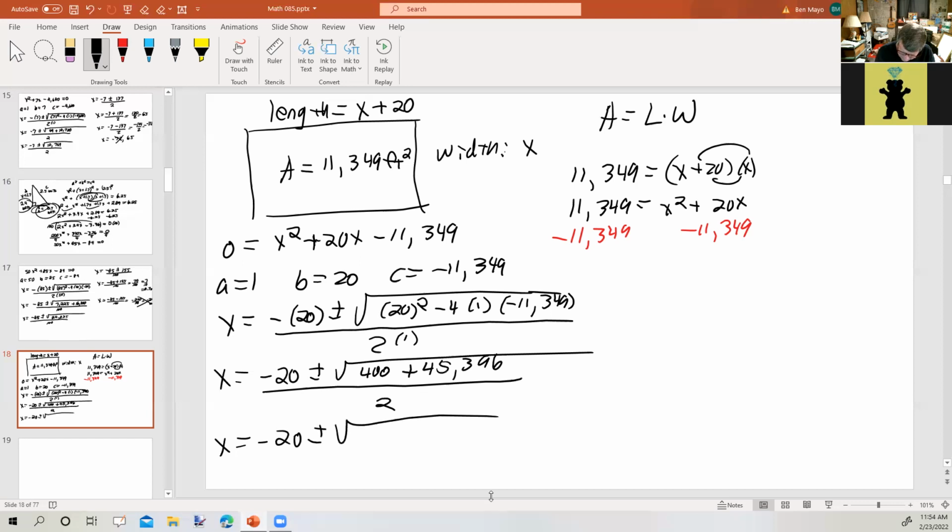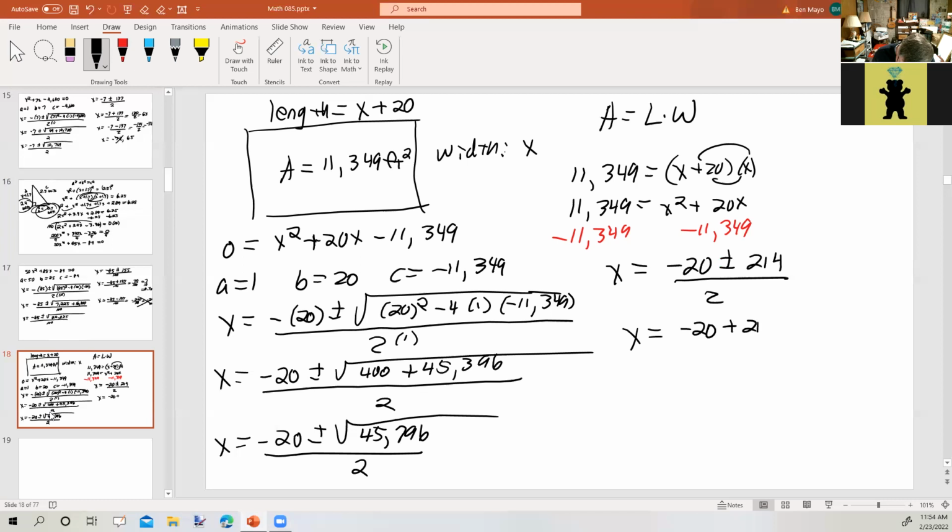And 45,396 plus 400 is 45,796 all over 2. Let's see if that's a perfect square. So that is 214 all over 2. So x equals negative 20 plus 214 over 2.